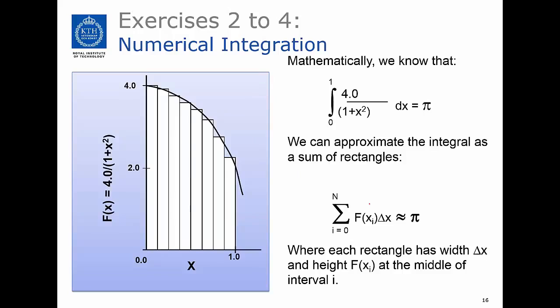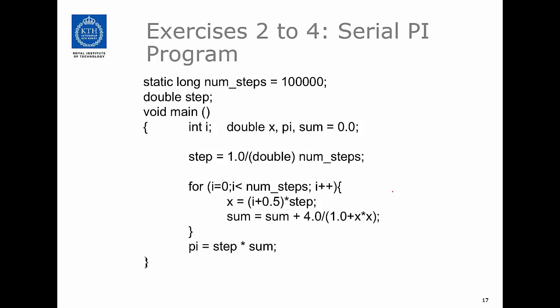Now it's time to look at an exercise here: numerical integration. We have the problem of calculating the value of pi. Mathematically, we know that this integral is equal to pi. We can approximate the integral as a sum of rectangles, like this. Each rectangle has a width delta x and a height f of x at the middle of the interval, just like this graph here. And this is the sequential code for calculating pi. Relatively simple code, and the greater the number of steps, the finer the intervals are, and the better approximation of pi you will have.